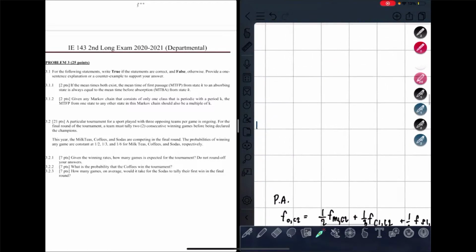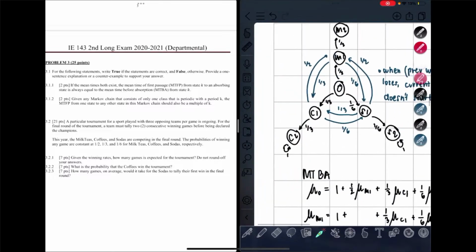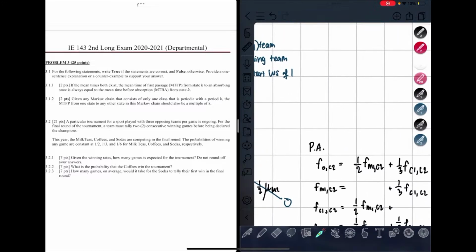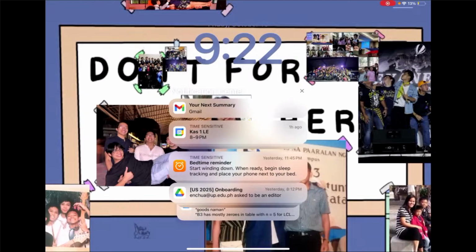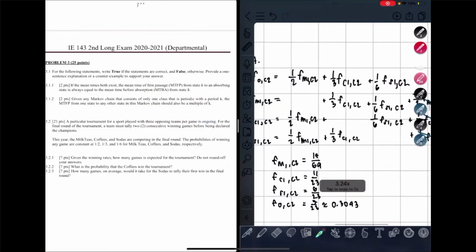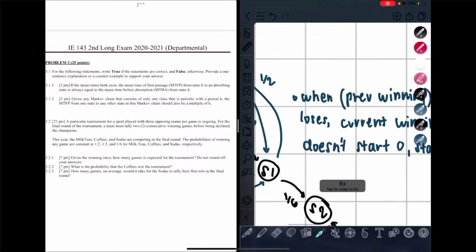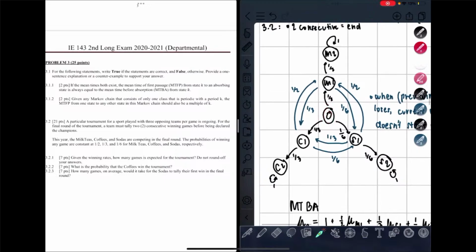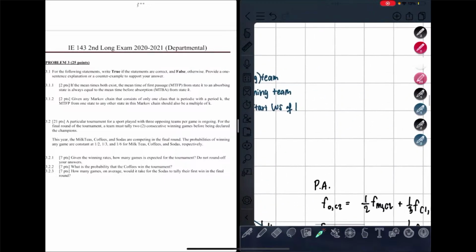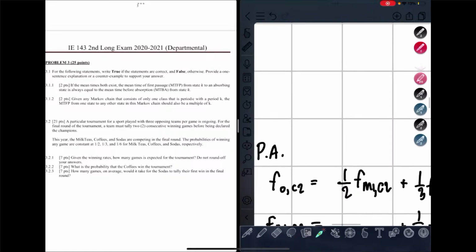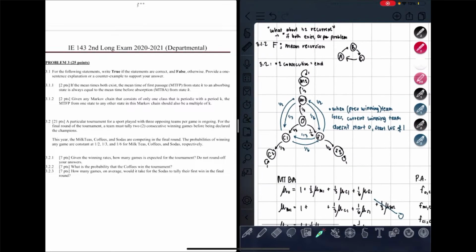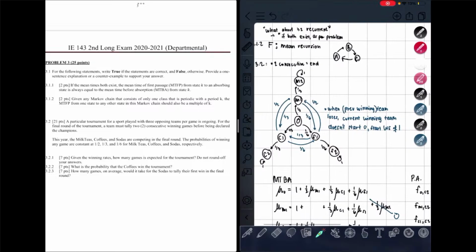So now, that's for the expected mean time before absorption. The 3.2.2 naman asks, what is the probability that the coffees win the tournament? Okay. The coffees win the tournament. So essentially what we are interested in is the probability that if we start here, we end up in C2. So F0 to C2. This is just equal to, again, I mean, this is the pattern naman for probability of absorption, mean time before first passage, and mean time before absorption.